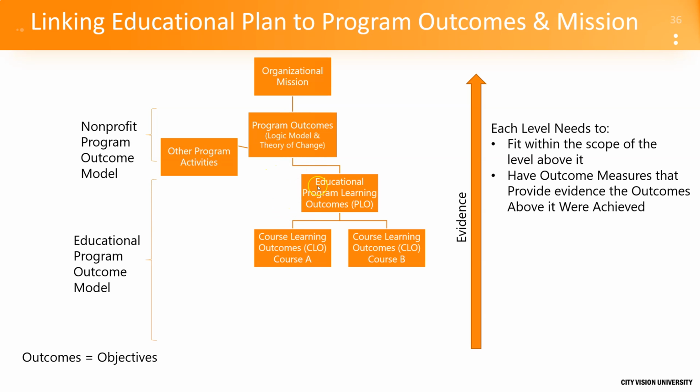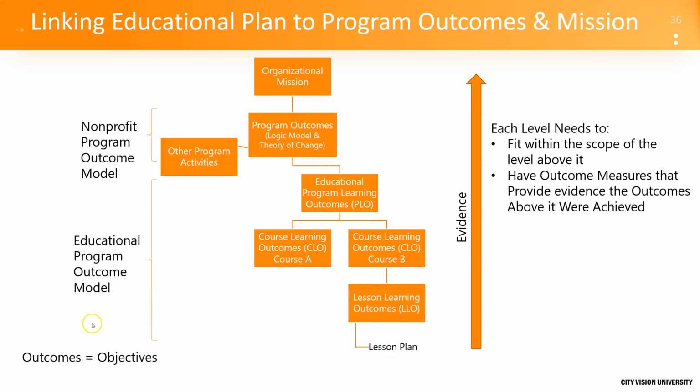Now, as you go down this, you have the educational program learning outcomes. And then you might have course learning outcomes for one course. So you might have a course in budgeting, and then another course where you're going to teach people Bible or something like that. And then under the course learning outcomes, you're going to have lesson learning outcomes. And then you're going to have a lesson plan.